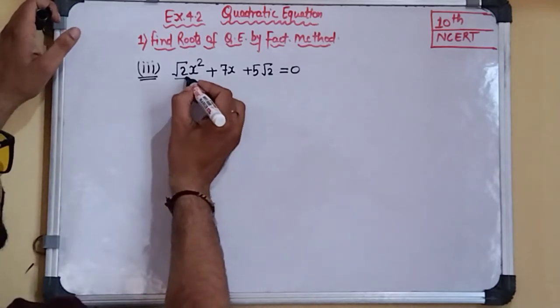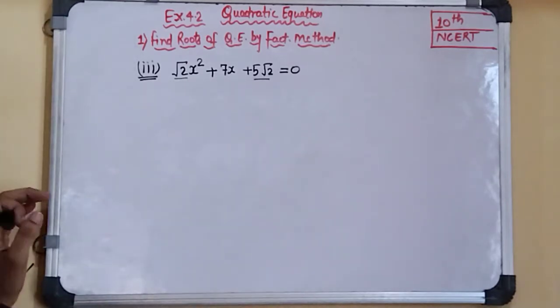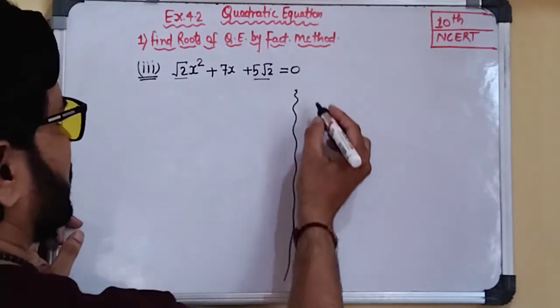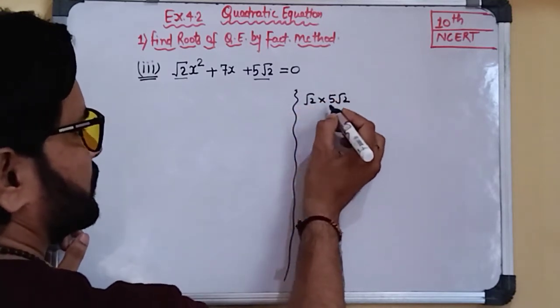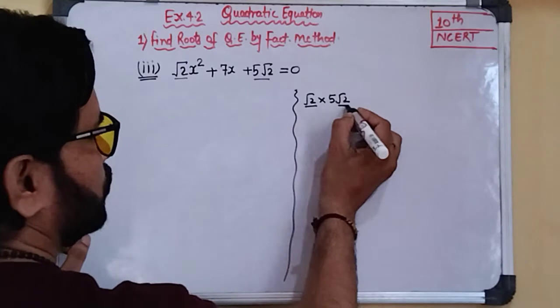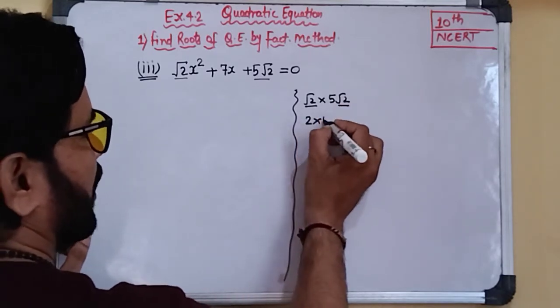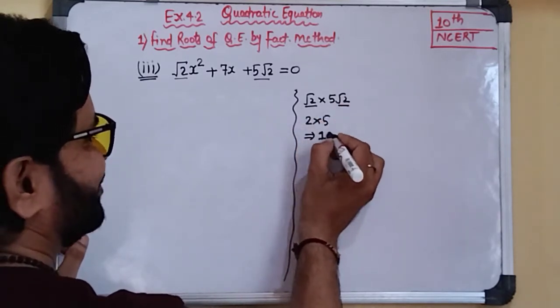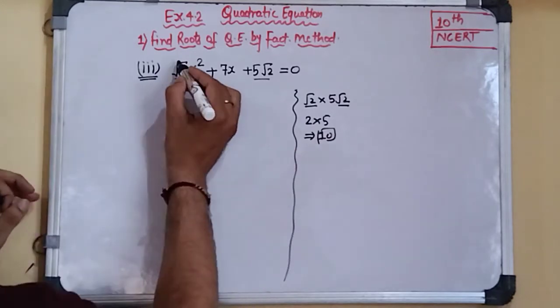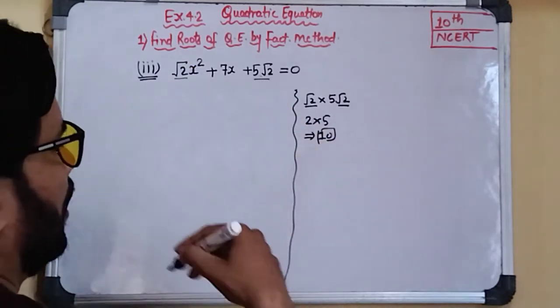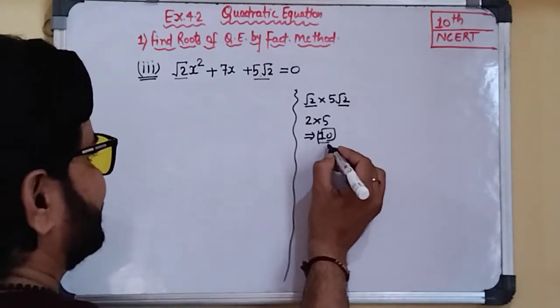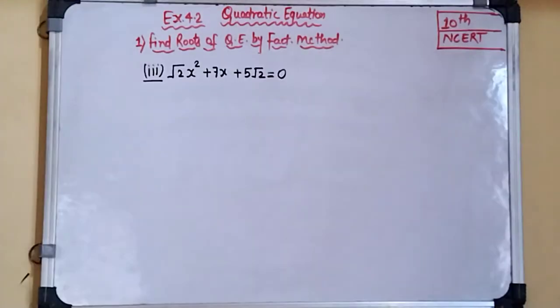First of all, multiply the first term and the last term. So you can multiply here root 2 into 5 root 2. Root 2 into root 2, 2 we get, and 2 fives are 10. That means by this multiplication we get 10. Is it clear?